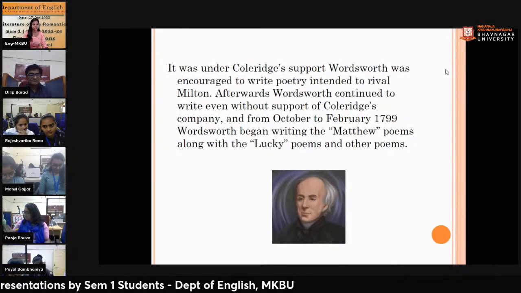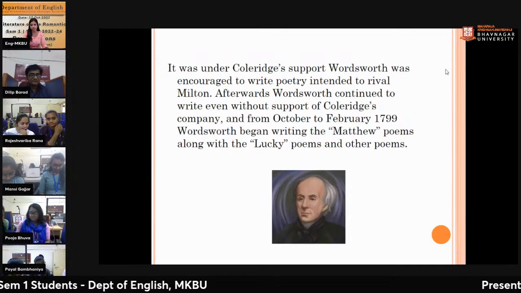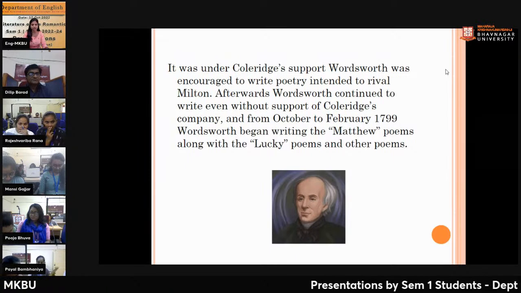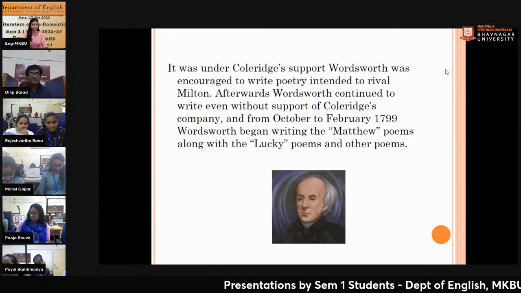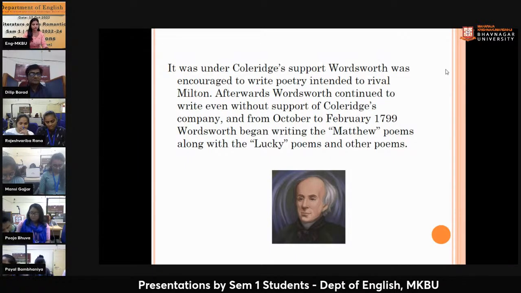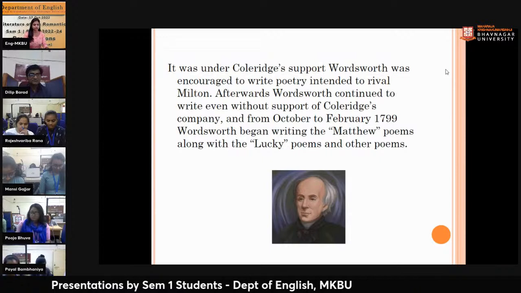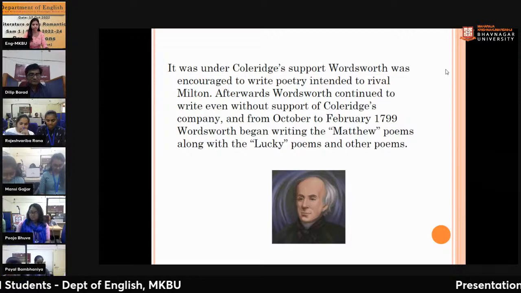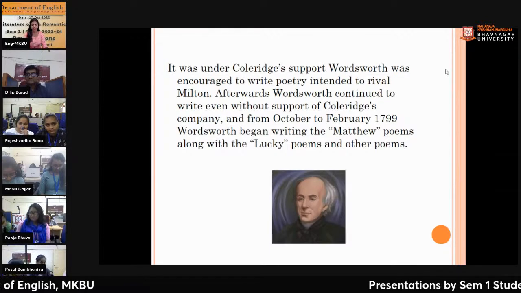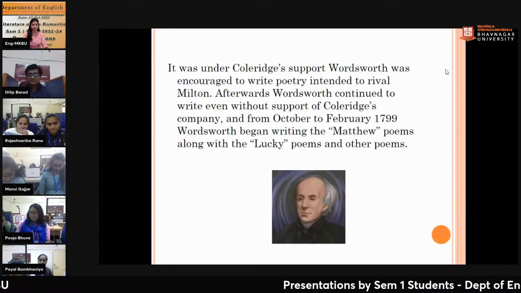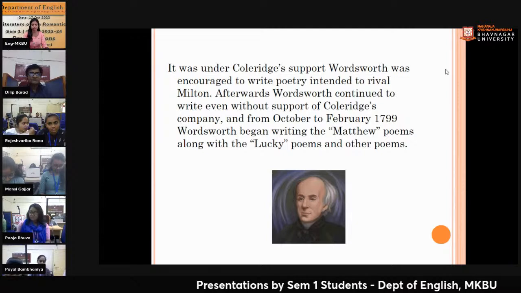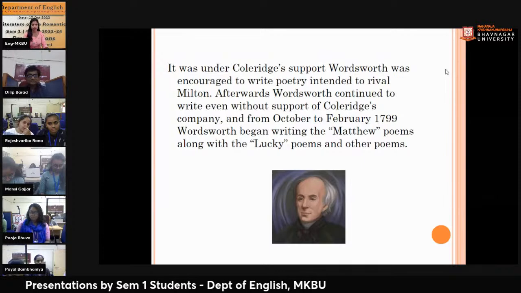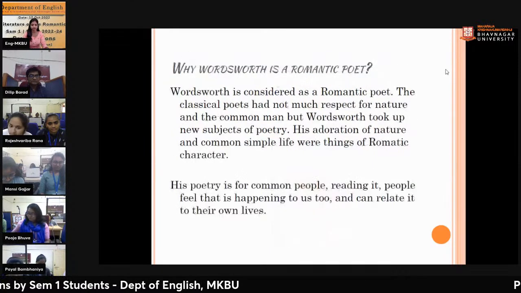It was under Coleridge's support that Wordsworth was encouraged to write poetry intended to revive Milton. Afterwards, Wordsworth continued to write even without Coleridge's company, and from October to February 1799, Wordsworth began writing the Matthew poems along with the Lucy poems and other poems.